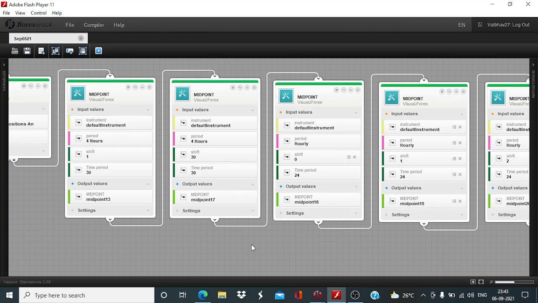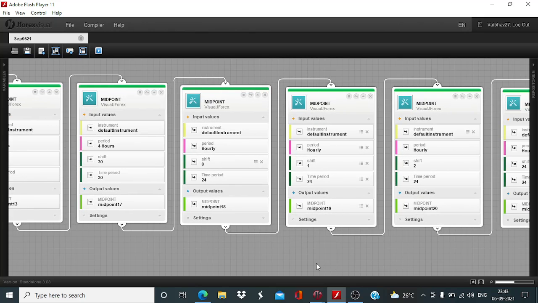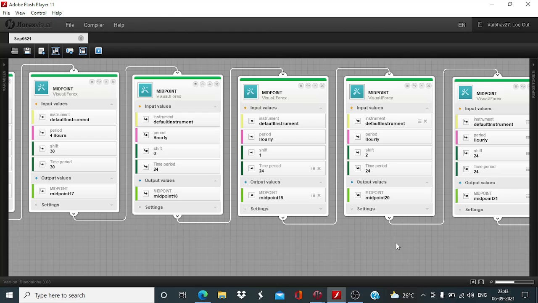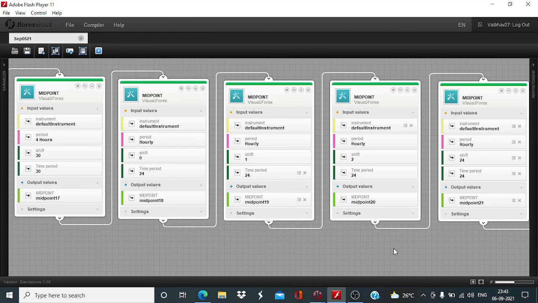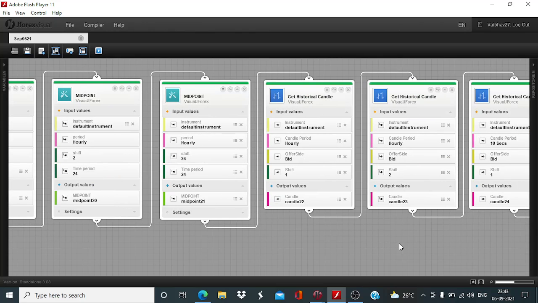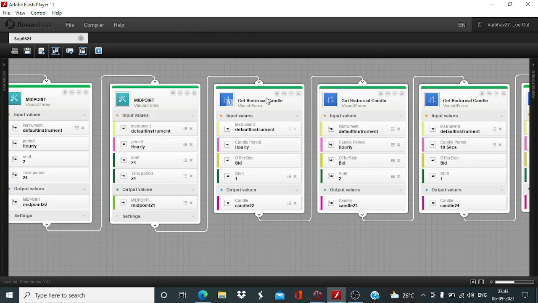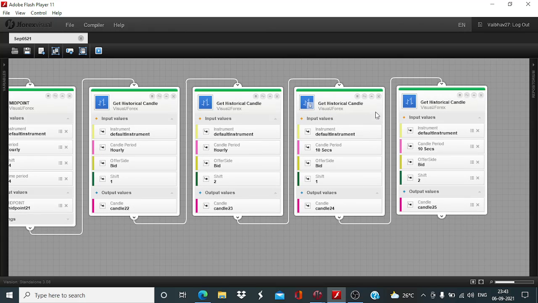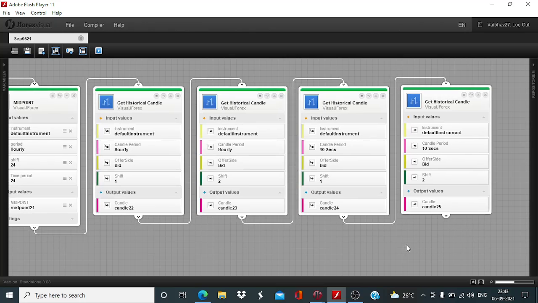We will be defining the overbought and oversold scenario using the 4 hourly candle period midpoint block. After that, we will be utilizing these three midpoint blocks of hourly each to define the scenario where we can enter and exit using the with the trend approach. To look at the price volatility, we will also take the help of this get historical candle of hourly candle period, and these two 10-second blocks will be utilized to pinpoint the exact entry point.